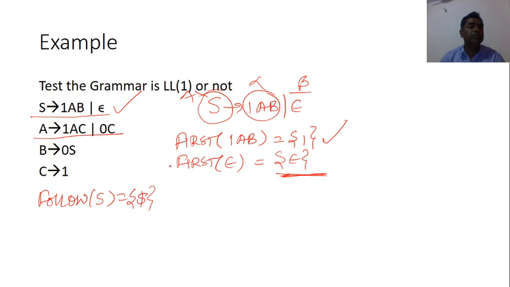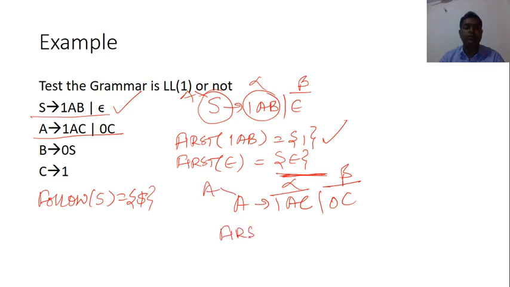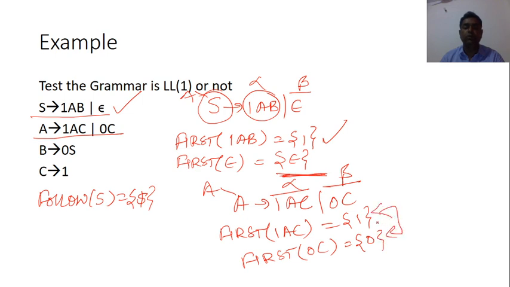Now consider this production: A → 1AC or 0C. This is your alpha, this is your beta, and this is your A. Now find out first of alpha, that is first of 1AC, and it is equal to 1. Find out first of beta, that is first of 0C, and it is equal to 0. There is nothing common between these, and neither contains empty. So first of alpha intersection first of beta is phi here. So this also follows the LL1 rule.